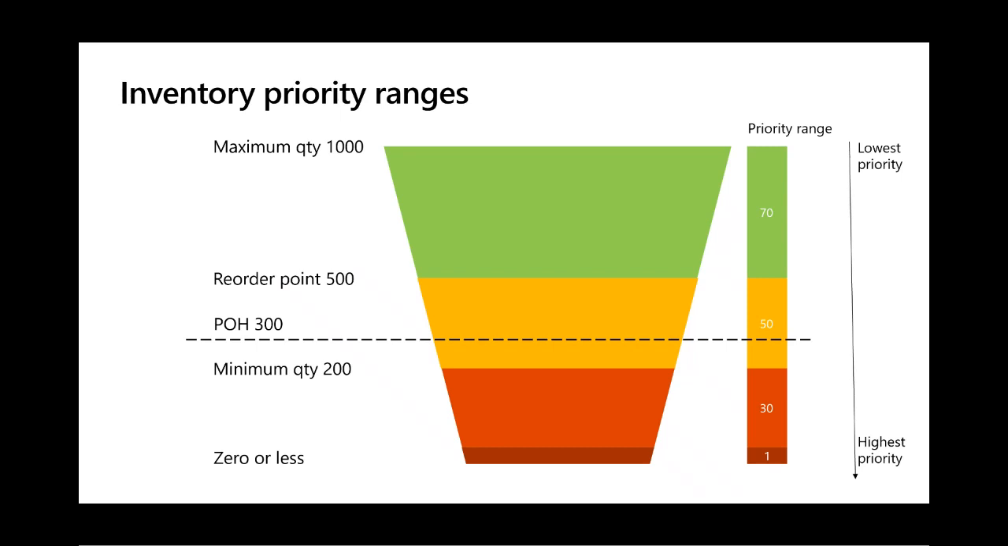So in this case, when we have a projected on hand of 300, that lands in this orange range and gets assigned a priority of 50 for replenishment. If I had 100 on hand, that would fall into this red range and get a priority of 30. So instead of being on a sliding scale with a percent of maximum, we've broken our prioritization into buckets, and wherever we fall in that bucket, we will get that priority value assigned. Now let's look at what happens in our main scenario when we use this priority range setup to determine the priority for our demand.